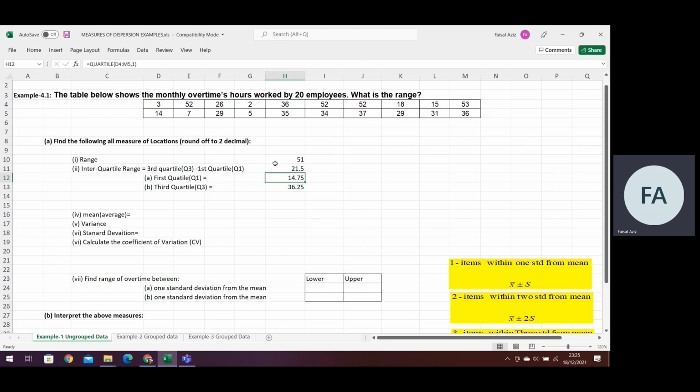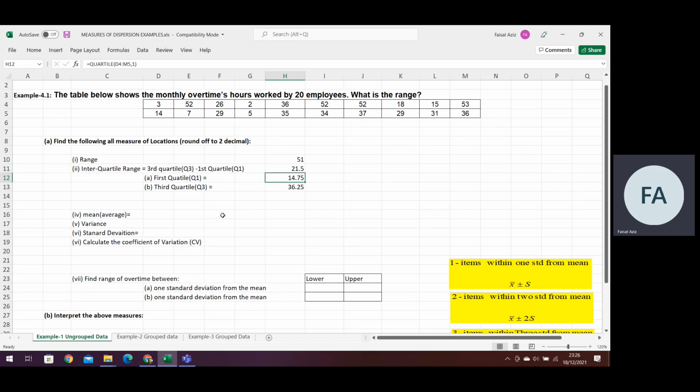Simply click enter, and here it comes 21.5. So we got the range. This is one of the measures of variation. The second, we have calculated the interquartile range, and this is 21.5, and I have already explained how we can calculate the first quartile and the third quartile. Now for this data set, we will have to calculate these measures also.